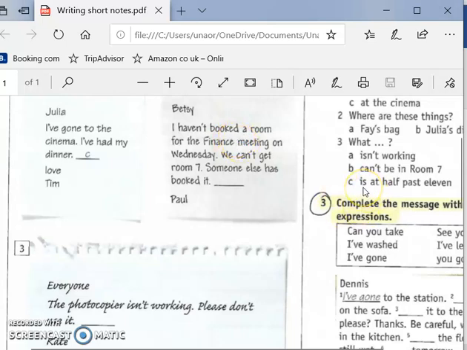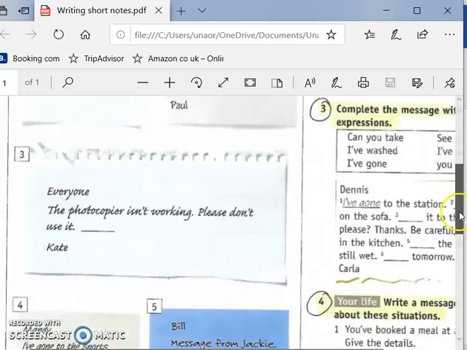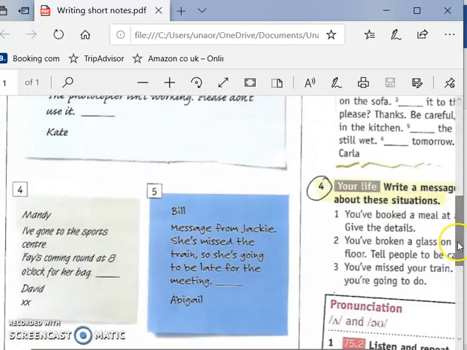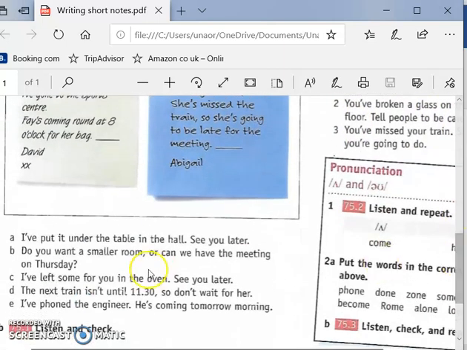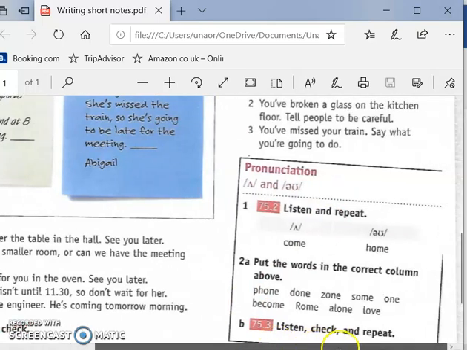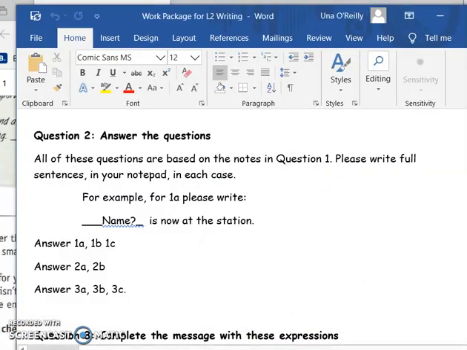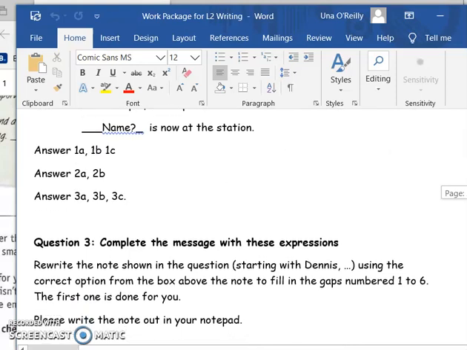And then lastly, what is at 11:30? Okay, that is the train, isn't it? The next train, Jackie has missed it, so the next train is 11:30, and we saw that in the answers down here in option D. The next train isn't until 11:30, so don't wait for her. Okay, so that was question 2.